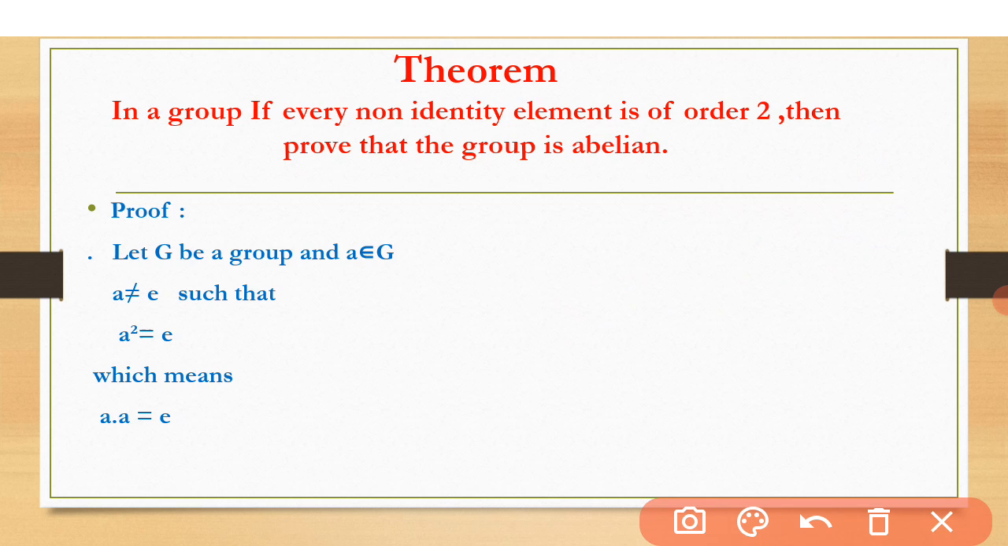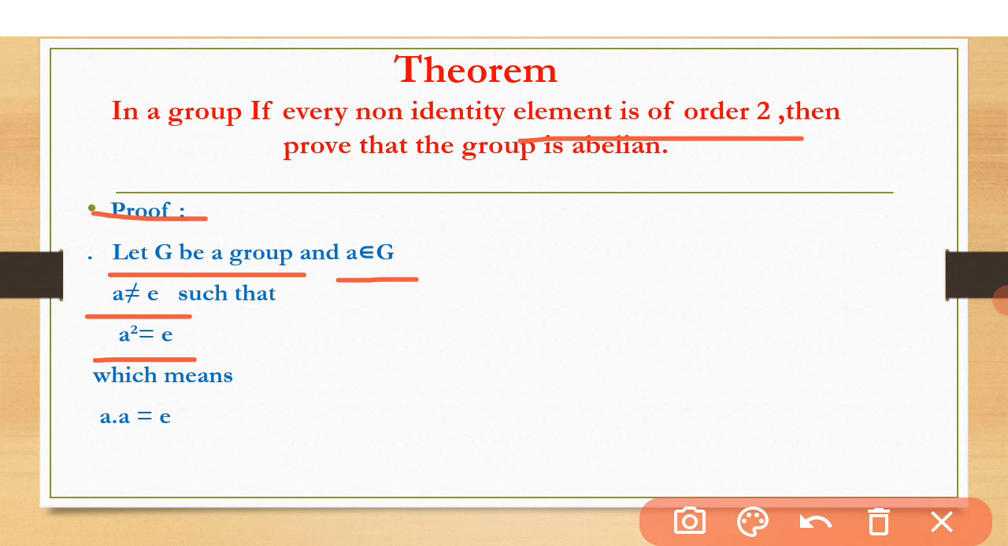Here we take a general example. Let's come to the proof. Let G be a group and A belongs to G, and A is not equal to the identity element, such that A square is equal to identity, because we said in the theorem definition, an element of order 2. Order 2 means the power of 2 gives us identity. Every element that has order 2 means that the power 2 of that element gives us the identity element.